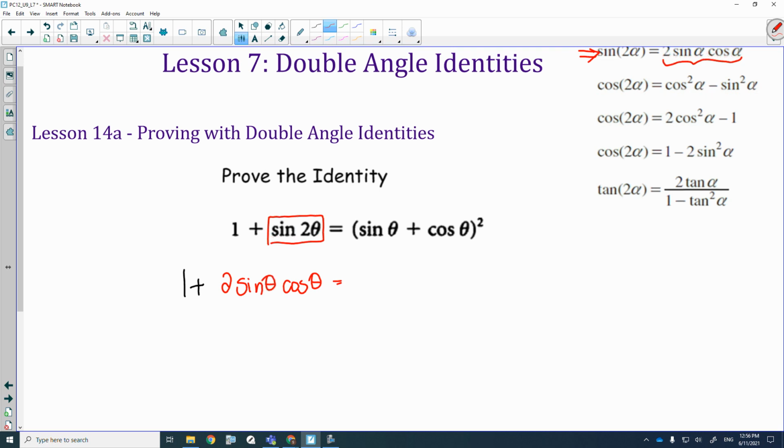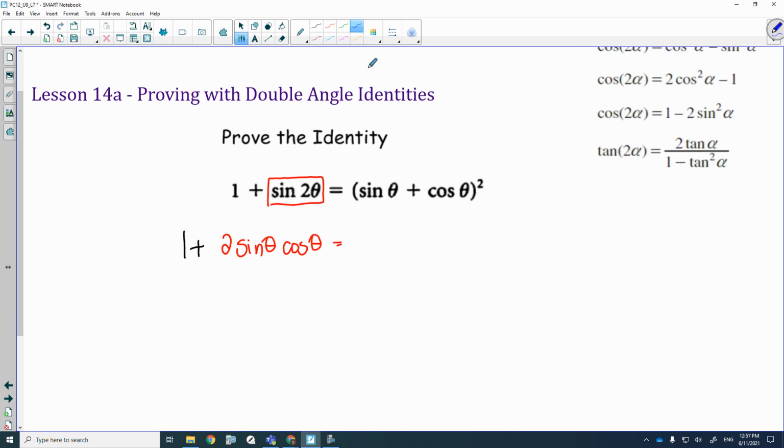Okay, then I'm going to look on my right-hand side. What I have on my right-hand side is a binomial that's being squared. So let's deal with this binomial being squared by writing each bracket twice. That would be sine of theta plus cos of theta times the sine of theta plus cos of theta. I'm going to look at both sides. There's nothing really I could do on this left-hand side because there's no quotient identities or reciprocal identities. So I'm just going to leave this as is, and I'm going to deal with the right-hand side.